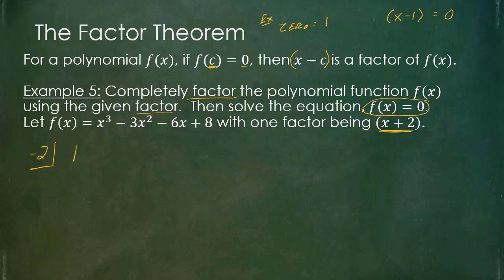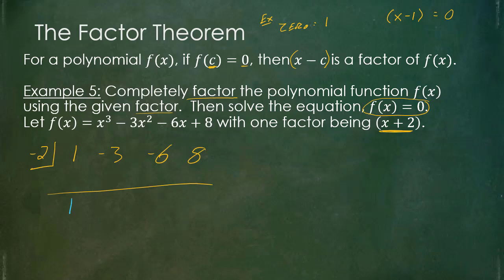My coefficients: I've got a power of 3, a power of 2 has negative 3 in front of it, a power of 1 has negative 6 in front of it, and then my constant. This one didn't skip any terms, so I didn't have to introduce any zeros. And I just do my synthetic division process.